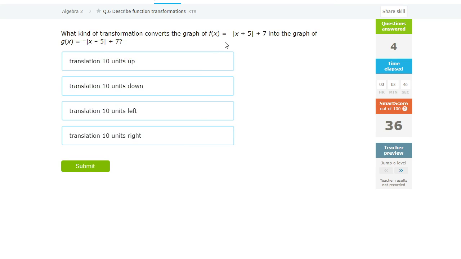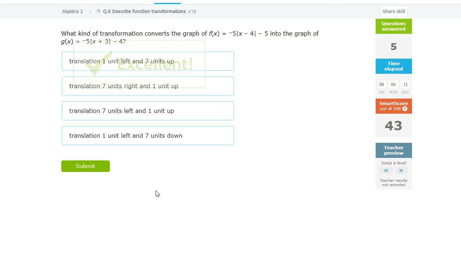Okay? Now, let me see. I have the negative outside, that stays. The 7 outside, that stayed. But the x plus 5 on the inside changed to x minus 5. So what do I have to do to the 5 to get it to a -5? I'm going to have to subtract 10, right? Positive 5 minus 10, you get -5. If you subtract on the inside, you're moving towards the right. So 10 units to the right. Okay? Next one.